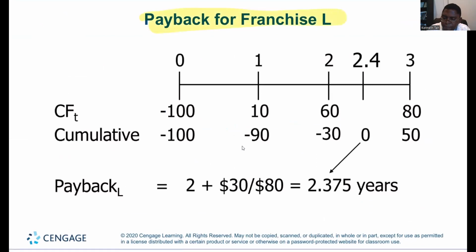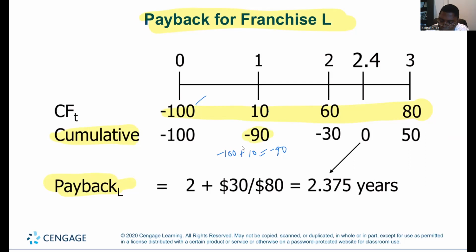So we can use payback for franchise L. These are the respective cash flows that we have seen. We want to understand the payback, which is the length of time it takes us to recover our initial investment. So all we do is calculate the cumulative. We start here with the cumulative of negative 100. Then after 10 comes in, we have negative 100 plus 10, which gives us negative 90.